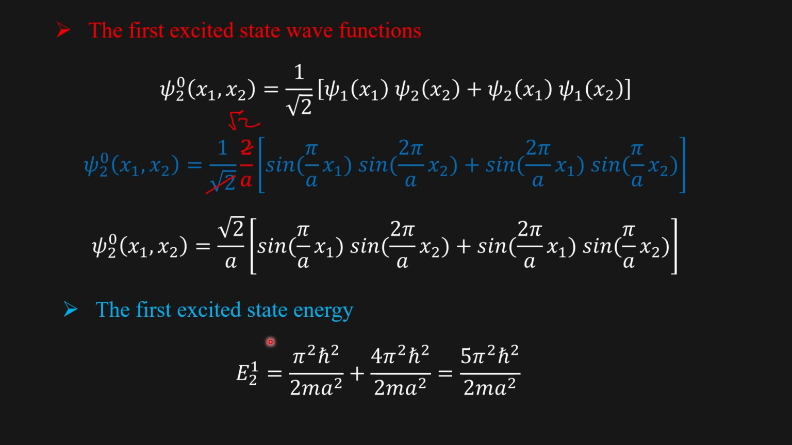Then what is the energy? Here the first wave is at n equal to 1, so you will get n equal to 1: pi squared h cross squared over 2 m a squared. Next case, n equal to 2, so 2 squared is 4: 4 pi squared h cross squared over 2 m a squared. Together this will become 1 plus 4, which is 5 pi squared h cross squared over 2 m a squared.